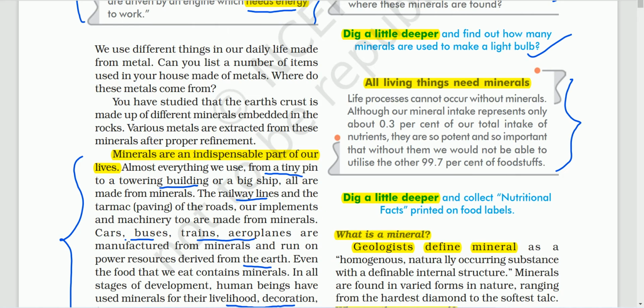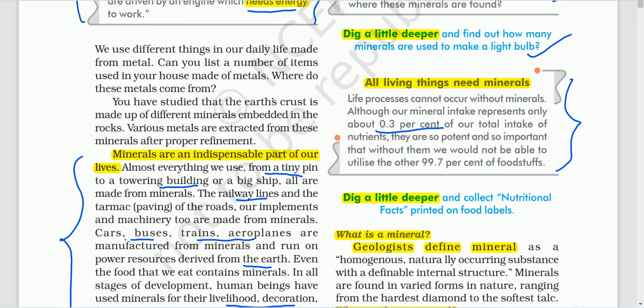Life processes cannot occur without minerals. We cannot survive, we cannot live without minerals. Although our mineral intake represents only about 0.3% of our total intake of nutrients, they are so potent and so important that without them we would not be able to utilize the other 99.7% of foodstuff. So without minerals, the food we eat cannot be utilized.